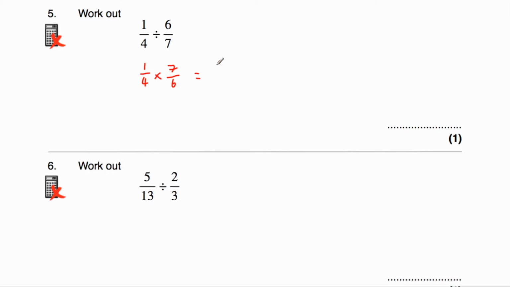1 times 7 is equal to 7, and 4 times 6 is equal to 24. Now 7 and 24 have no other common factors apart from 1. They're not divisible by any other numbers apart from 1. So that means that our answer would be 7/24. And that's it. Okay, let's have a look at question number 6.